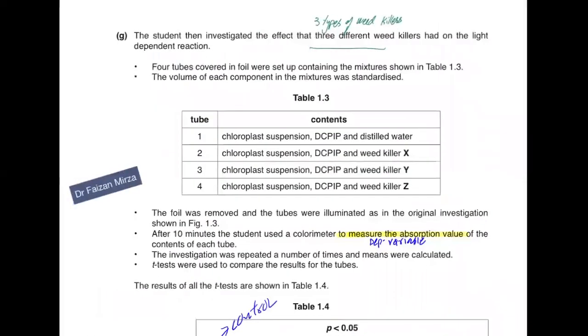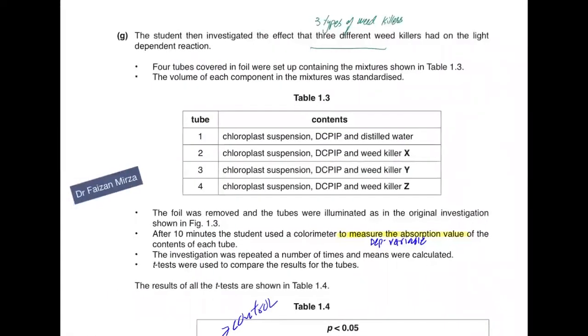The last part, the student investigated the effect of three different weed killers had on light dependent reaction. Four tubes covered in foil were set up containing the mixture in table 1.1, as shown in table 1.3. The volume of each component in the mixture was standardized. Table 1.3 is shown to you. The tubes are shown to you as well.